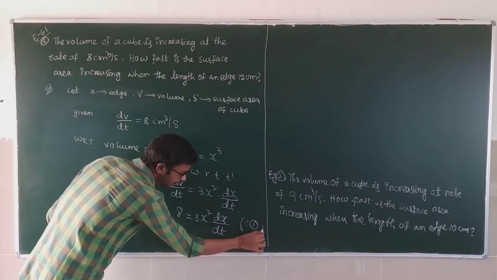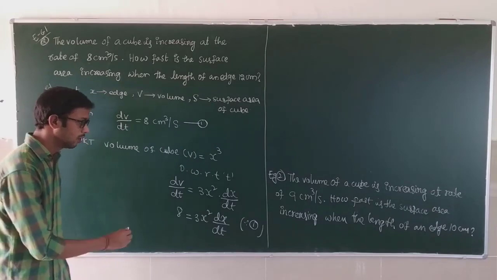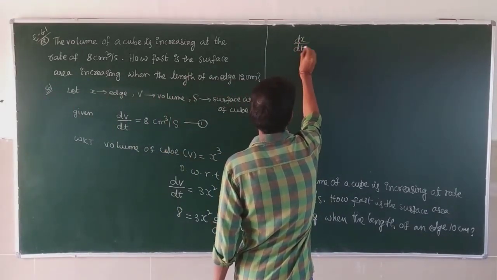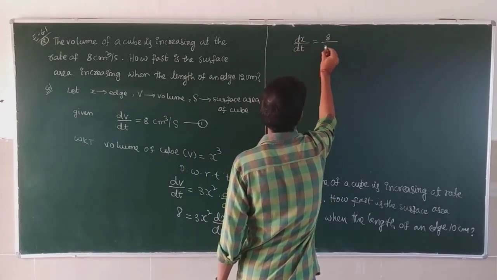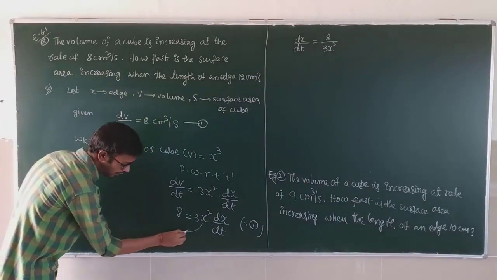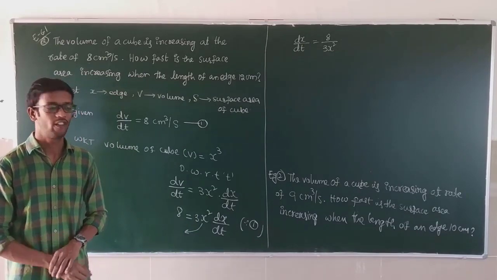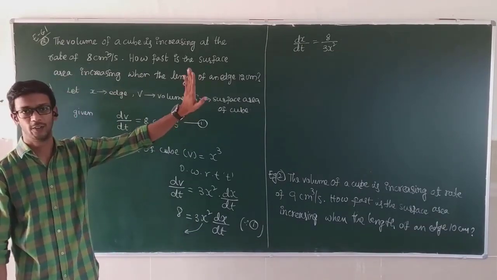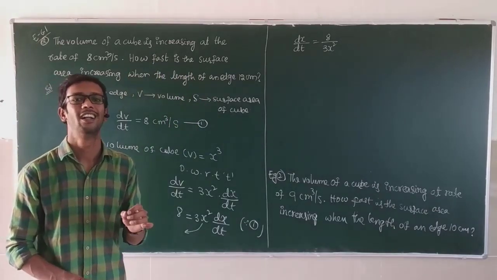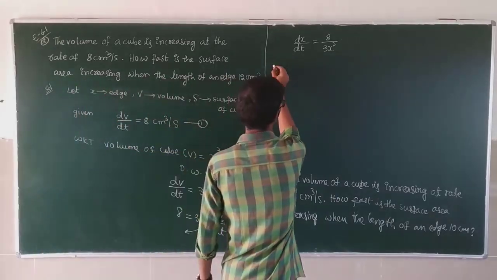Since from equation 1. So dx by dt value find 8 by 3x square. So dx by dt value we got. You keep it like that only. Now you have to find the rate of change of surface area. How much increasing in surface area?